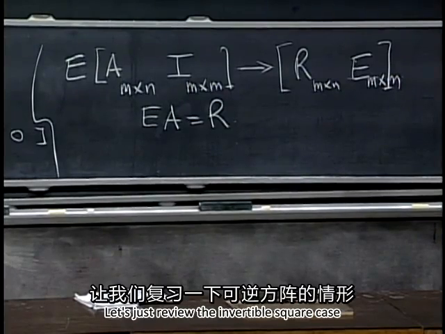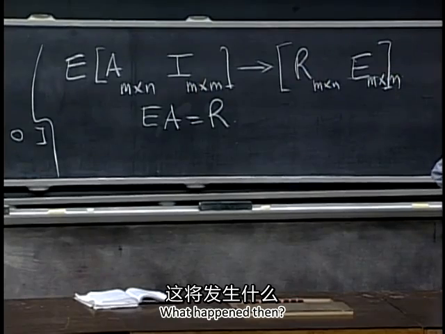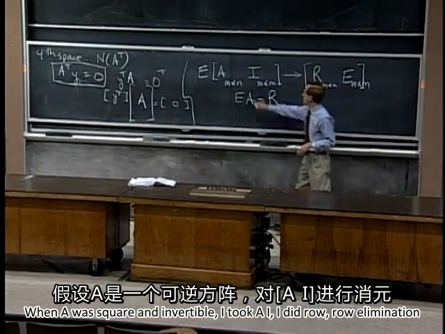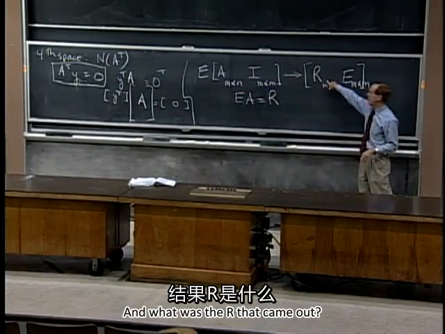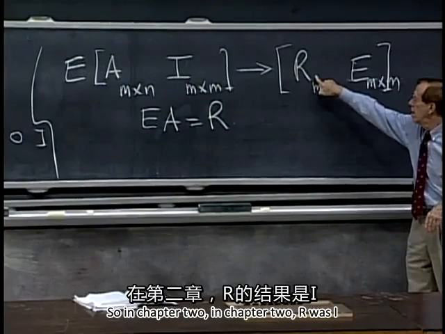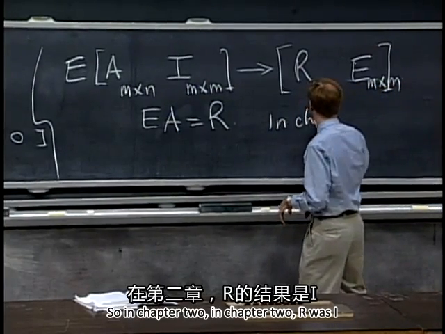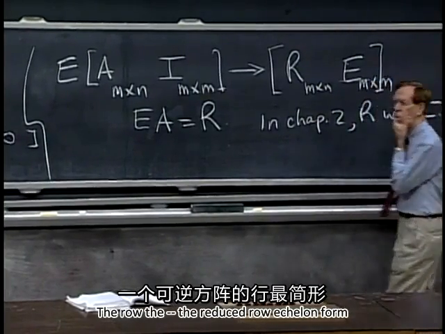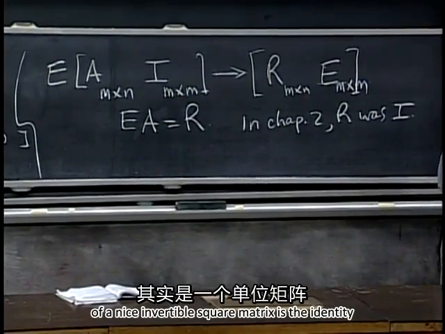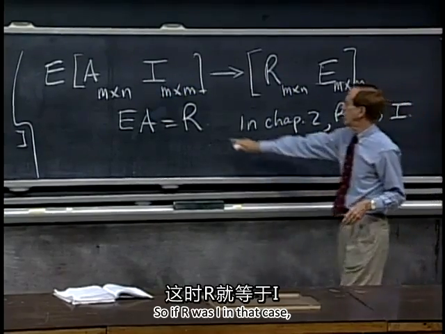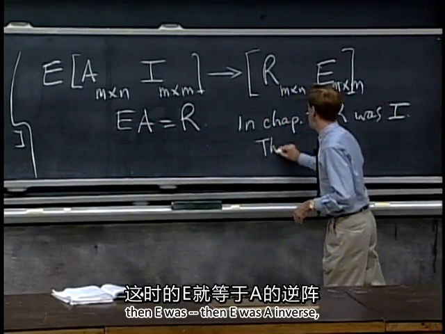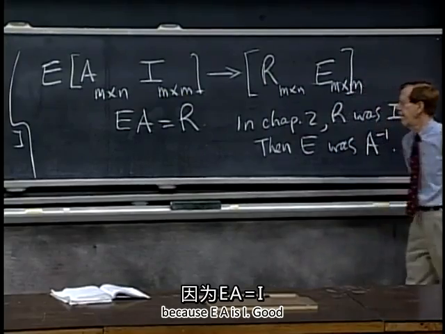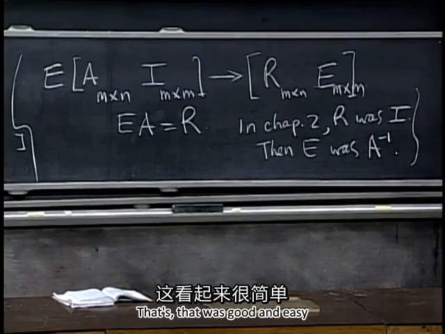Let's just review the invertible square case. What happened then? Because I was interested in it in chapter 2 also. When A was square and invertible, I took A I, I did row elimination. What was the R that came out? It was I. So in chapter 2, R was I. The reduced row echelon form of a nice invertible square matrix is the identity. So if R was I, in that case, then E was A inverse, because EA is I. Good. That was good and easy.